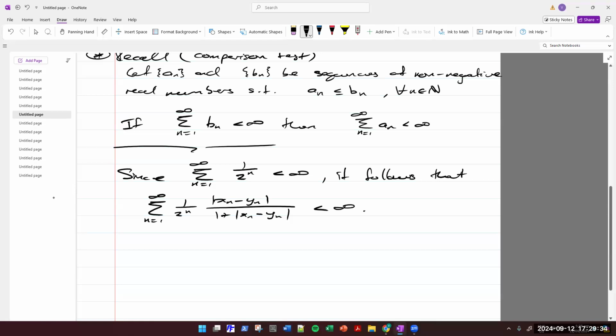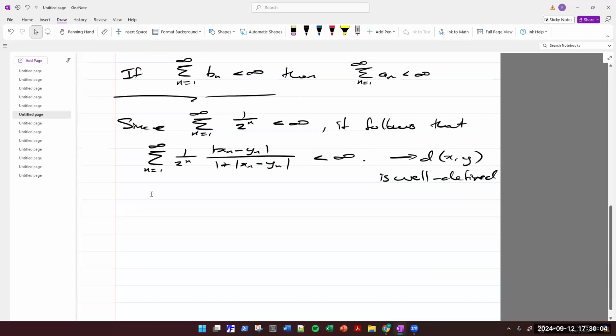Also converges. Okay, and of course this is just the metric. So the metric is well defined, right? Whatever sequence x and y we throw into it, it will always give us a number, because the series that is being used to calculate this metric value will always converge. It will always give us a number. So the metric is well defined. So now we need to show that it satisfies all those properties of a metric.